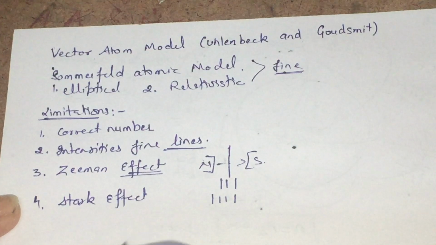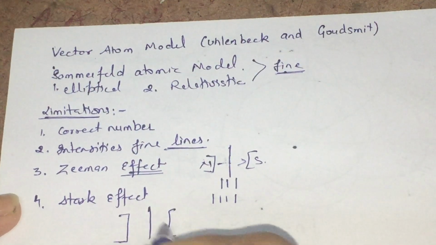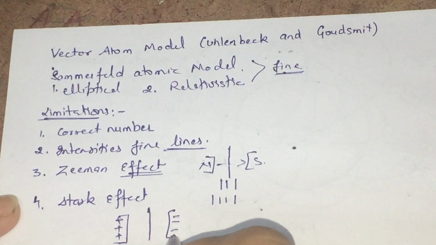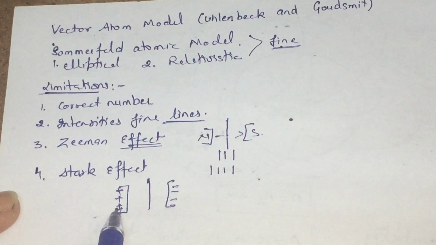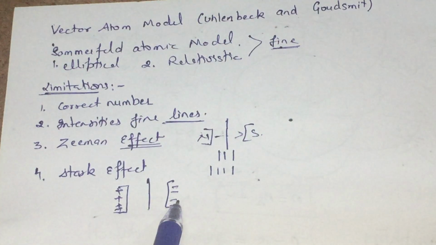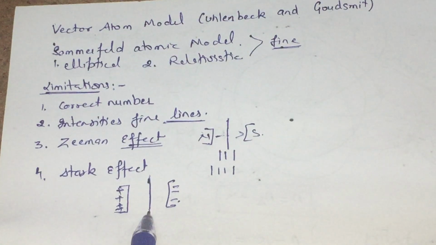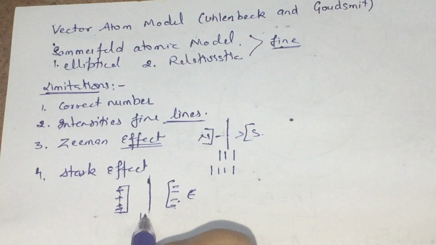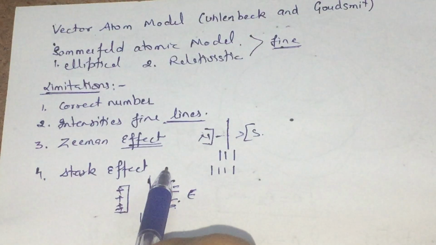In the Stark effect, the spectral line is placed in between an electric field. On one side, we have a positively charged plate, and on the other side we have a negatively charged plate, and the spectral line is allowed to pass through this electric field. When it passes through this electric field, the spectral lines undergo splitting, and this effect is known as the Stark effect.